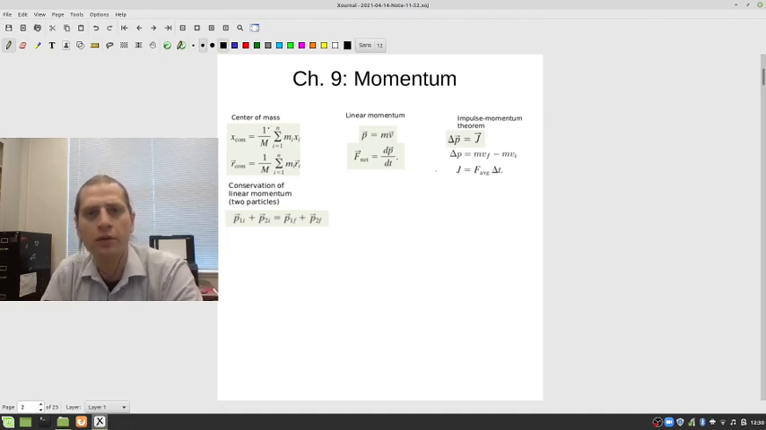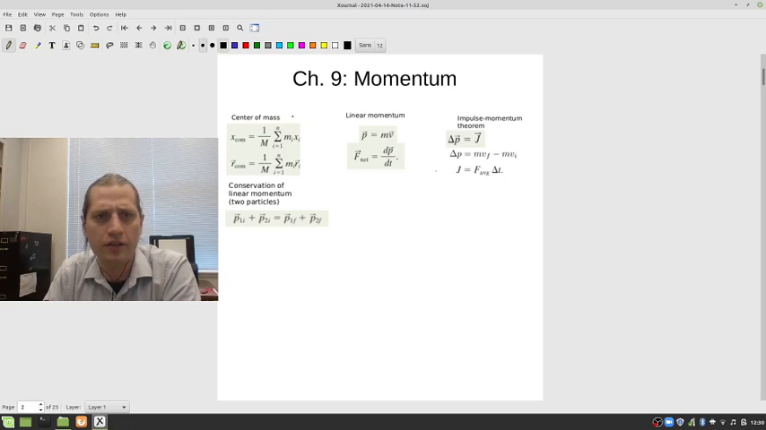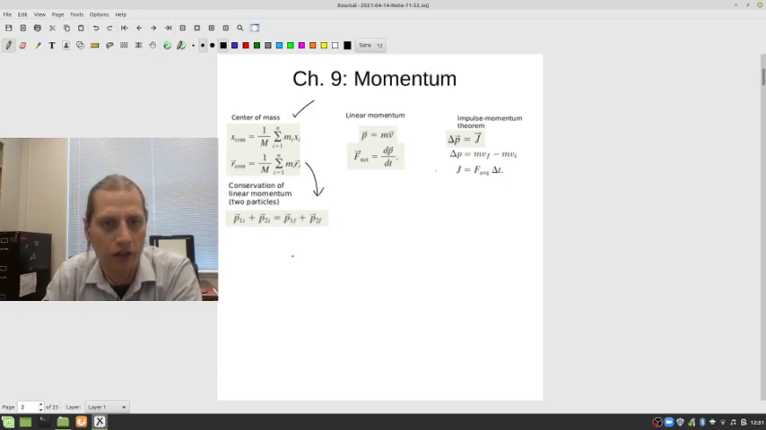Okay, so what did we cover in Chapter 9? Well, we covered the idea of center of mass. If you have a bunch of objects and they're only acting on each other and they're all part of the system, the center of mass does not move. You only have a center of mass moving if you have forces from outside. This leads to conservation of linear momentum.